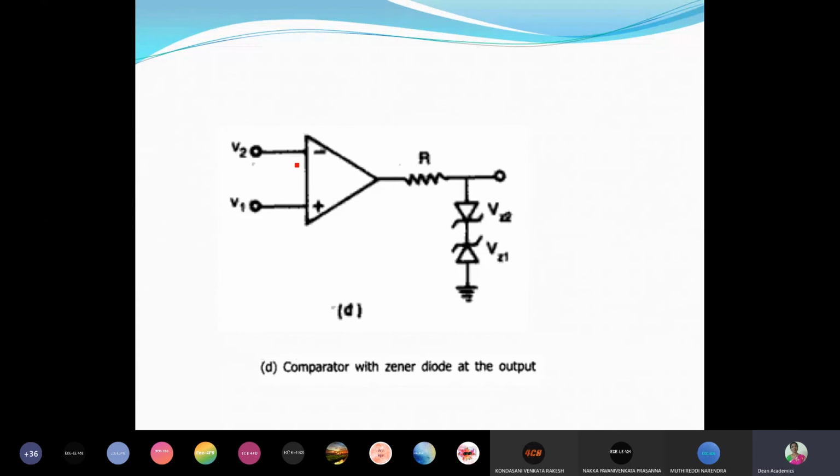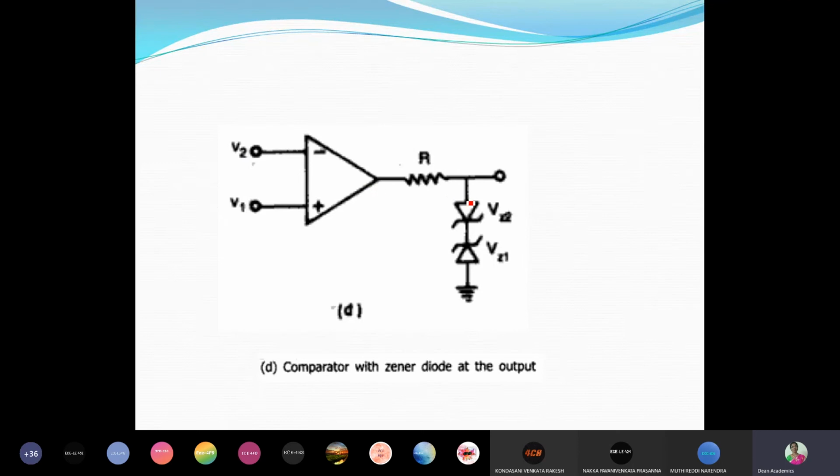So now the comparator with Zener diode at the output. That means this is just a comparator. These two signals are compared. One we call the reference, the other one is the input voltage. Anything can be V1 or V2. One can be reference voltage, the other can be input voltage. So a comparison will be taking place.